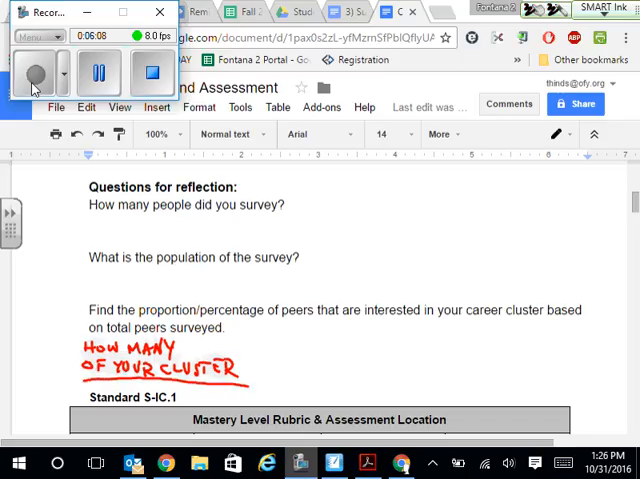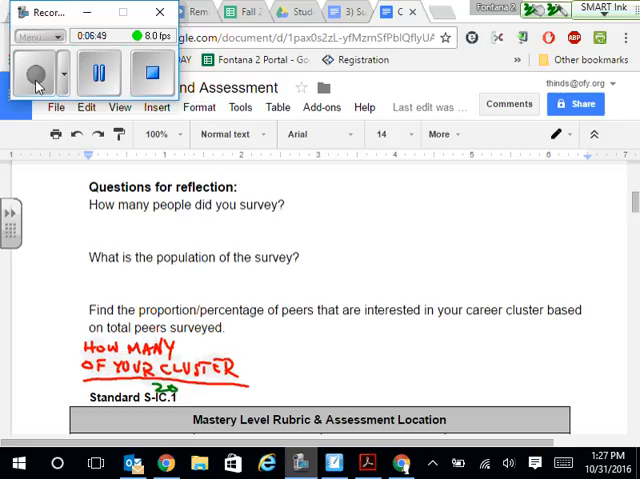We're going to switch to another. So in order to create a histogram to gather data for question number 4, and question number 4 is find the proportion of percentage of peers that are interested in your career cluster based on total peers surveyed. We know it's out of 20 because we did 20 of them. If I were putting an equal sign, that 20 would still be on the bottom, and then we're going to figure out how many were in the groups. Now, no group had a super lot, because there are 25 different areas. Even if everybody chose one area, still some areas wouldn't even have been chosen.